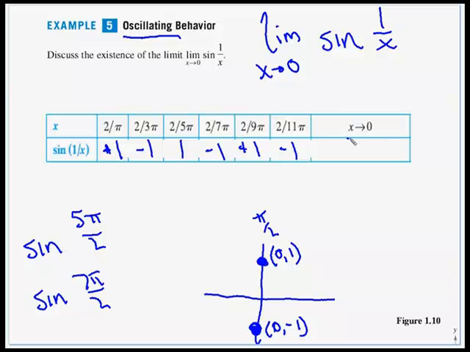And notice our x values are getting smaller and smaller. Our numerator is always 2. Our denominator is growing bigger and bigger: 1 pi, 3 pi, 5 pi, 7 pi, 9 pi, 11 pi. So our denominator is growing, our numerator is constant, so the fraction itself is getting smaller and smaller. It is approaching 0. If we continue that pattern, the smaller and smaller we get, we're just going to keep alternating back and forth between 1 and negative 1.